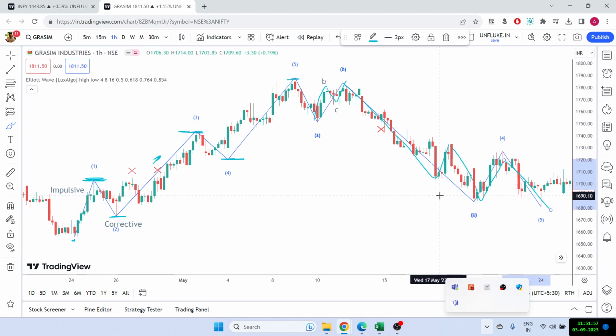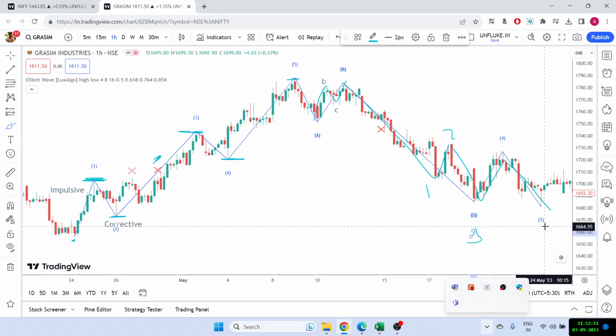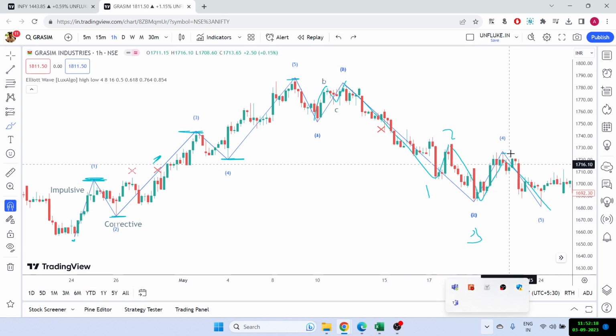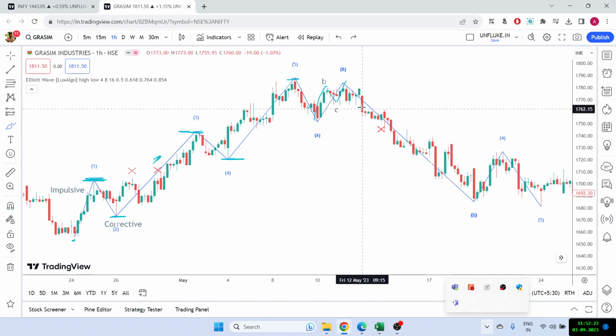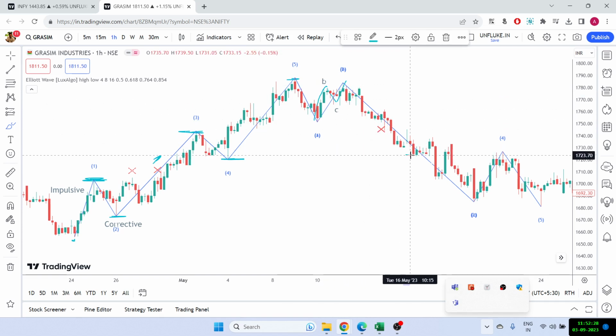So 1, 2, 3, 4, 5, you can create something like this. But as you can see, if we try to create something like this, it is not the right manner, because if we create it like this, this becomes 1, this becomes 2, this becomes 3, this becomes 4, and this becomes 5. But 4 is higher than 1, right? 4 is higher than 1, but this is not possible in an Elliott wave. So we cannot make this the first one. We have to make it a little shorter. So probably this one, and we call this the pullback.